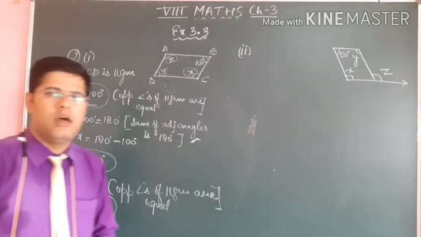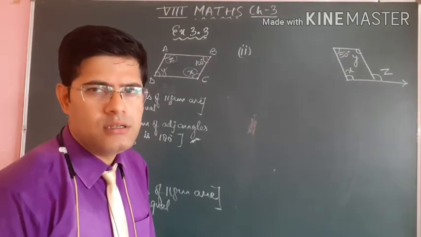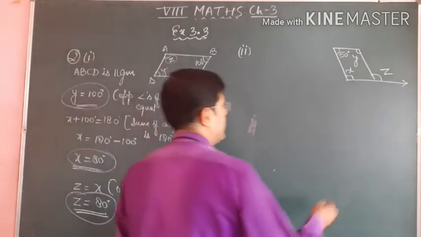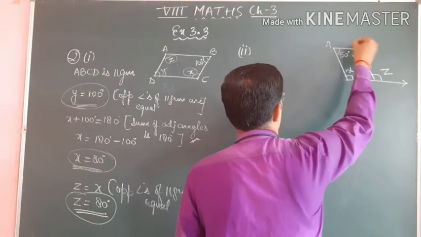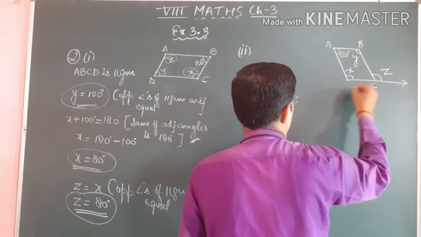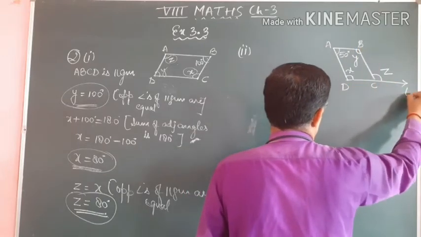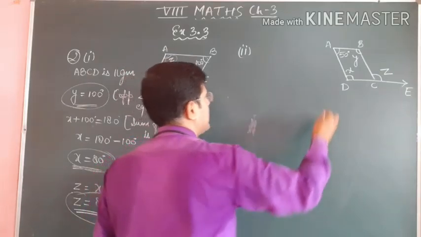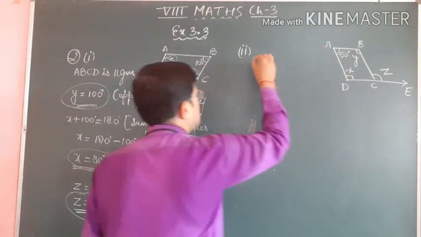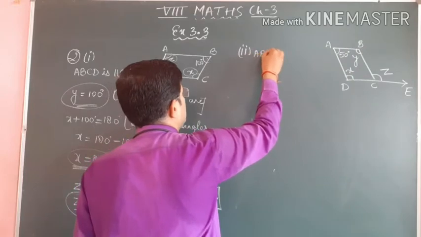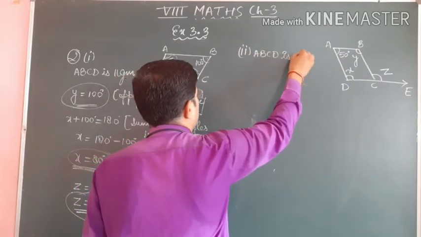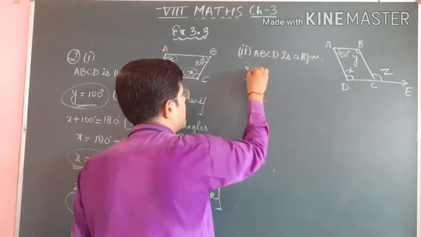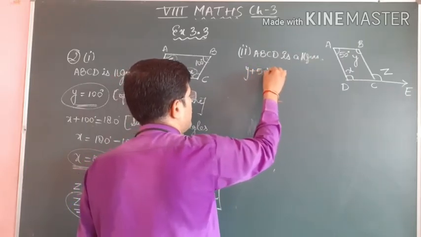Okay students, now move to the second part of the sum. Here it is also a parallelogram. The name is not given, so I just write the name A, B, C, D, and that extreme point, E. Okay. Now adjacent angles sum to 180 in a parallelogram. Firstly we have to denote ABCD is a parallelogram. After that we can write y plus 15 is equal to 180.